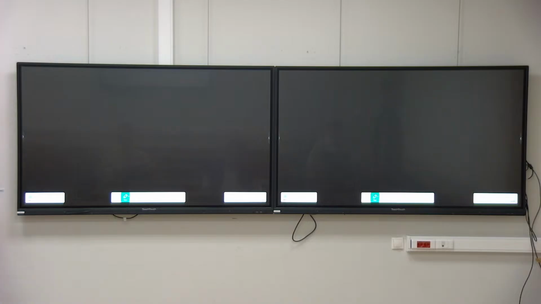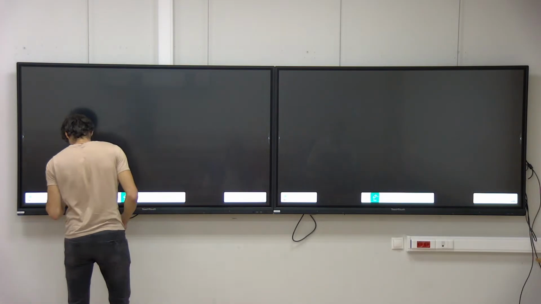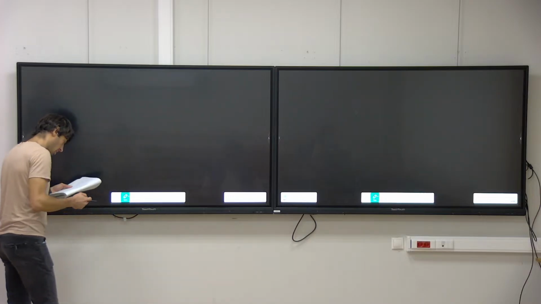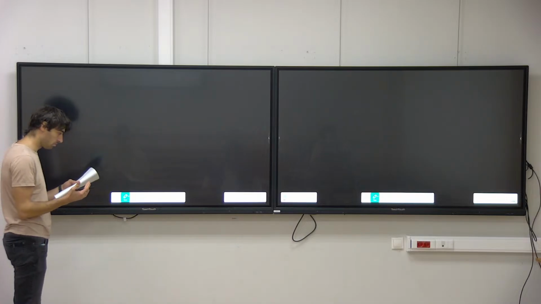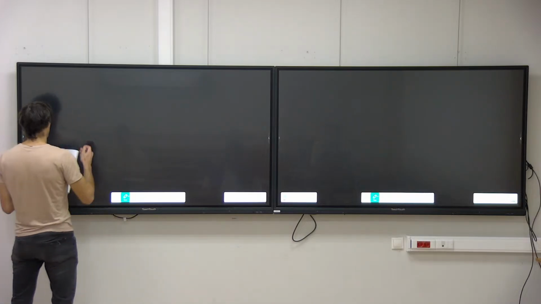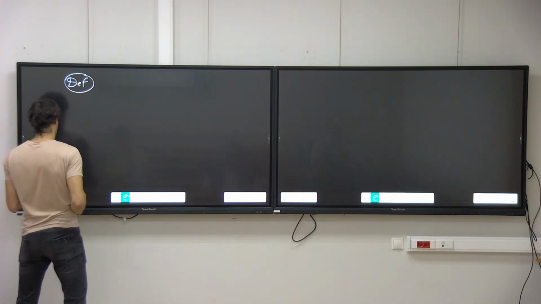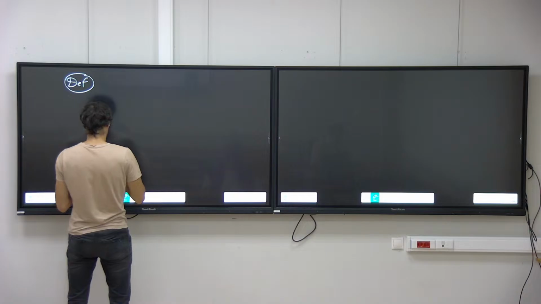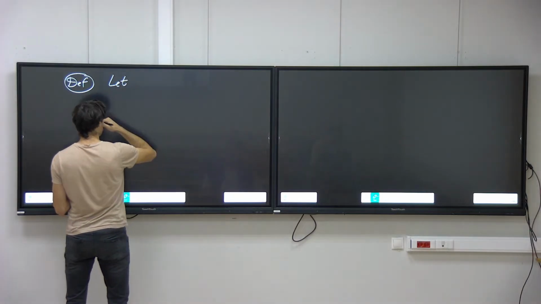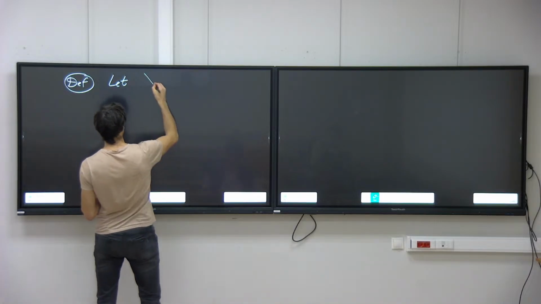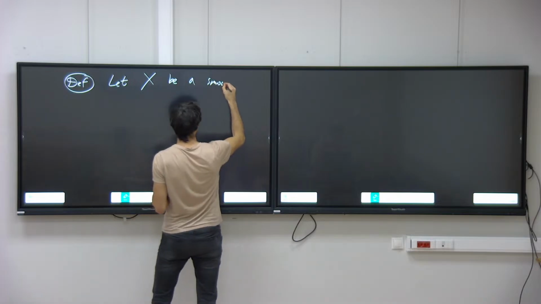So I need to speak English. So I want to start with a new theme, which is Riemannian manifolds. So I just start with the definition. Again, a Riemannian manifold is a smooth manifold, so let X be a smooth manifold.